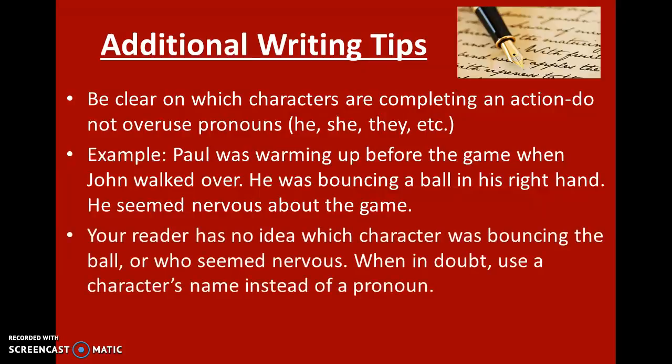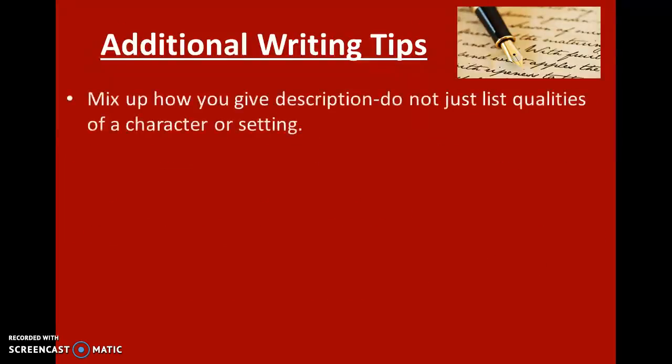If you go through the sentence, you'll realize your reader has no idea which character is bouncing the ball or who seemed nervous. So the author should have used John or Paul's name to show which character was completing each action. So when you're writing your story, whenever there's doubt, use a character's name instead of a pronoun, just so it's always clear to your reader which character is performing which action.